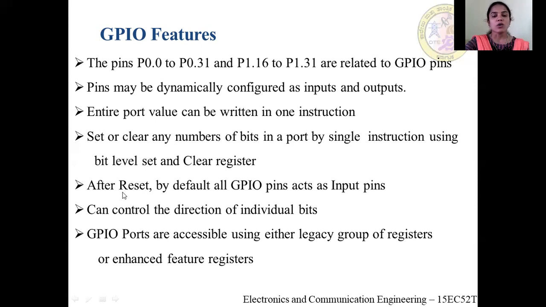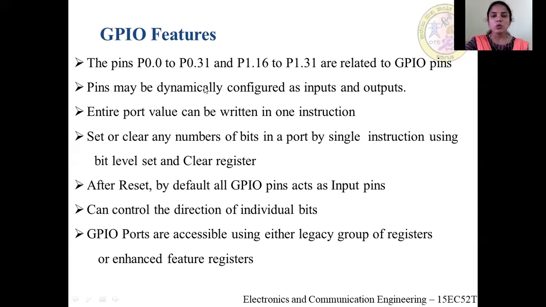On reset, by default, all GPIO pins act as input pins. So whatever GPIO pins are there, from port 0's 32 pins and port 1's 16 pins, by default on processor reset these pins act as input pins. They are available for the input operation. They take only the input.